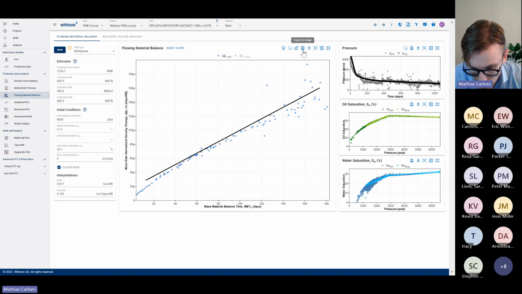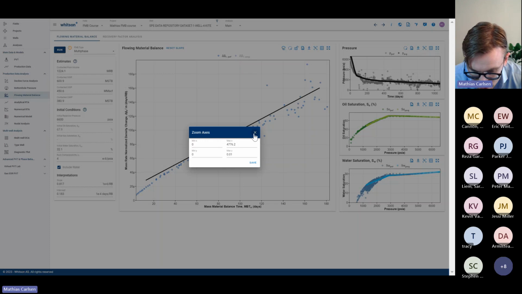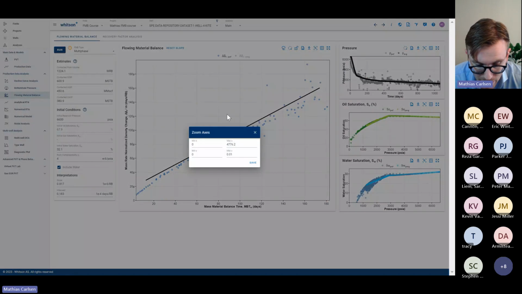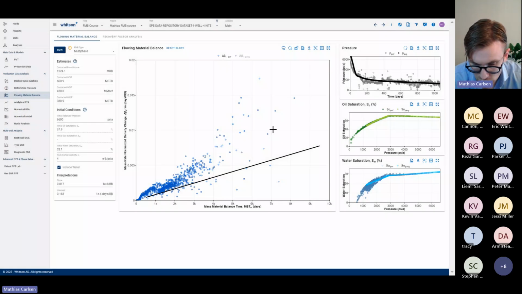And here is just export to image, export to Excel. Here you can change by clicking the zoom axis. This is kind of the old school way of doing it, as I like to call it. So you can click here, and say, okay, I would like to pick my minimum at the X and the maximum at 10,000, for instance. I would like to change this to 2, and click save, and then it changes like this.